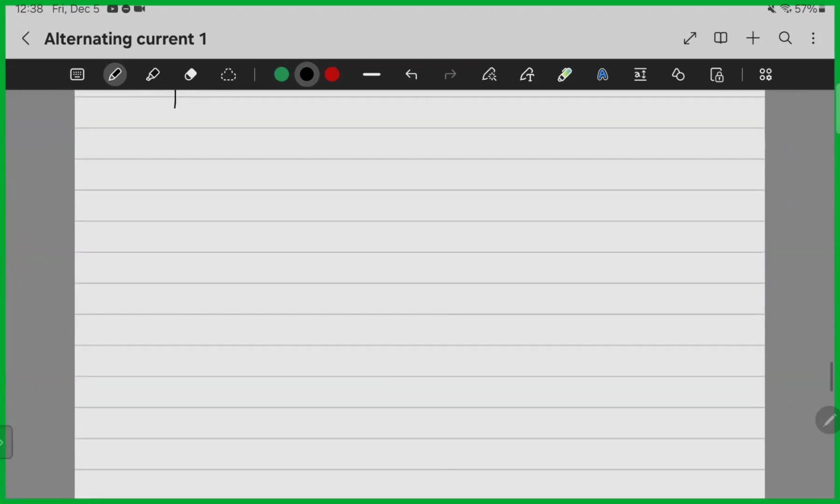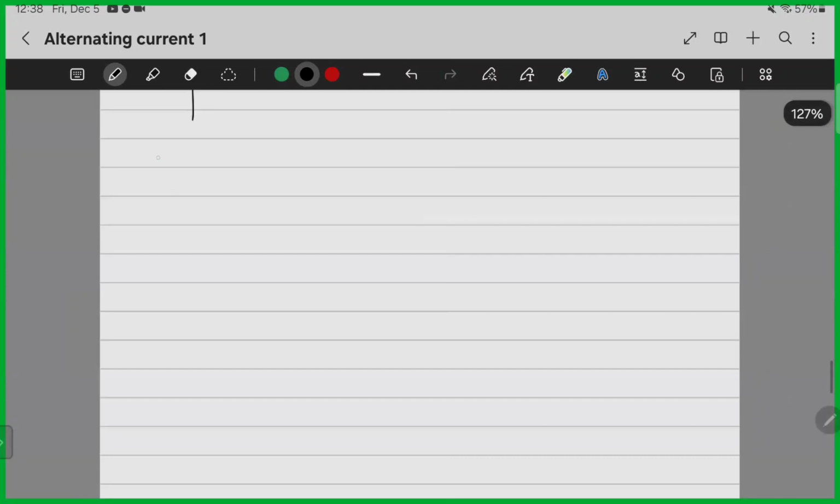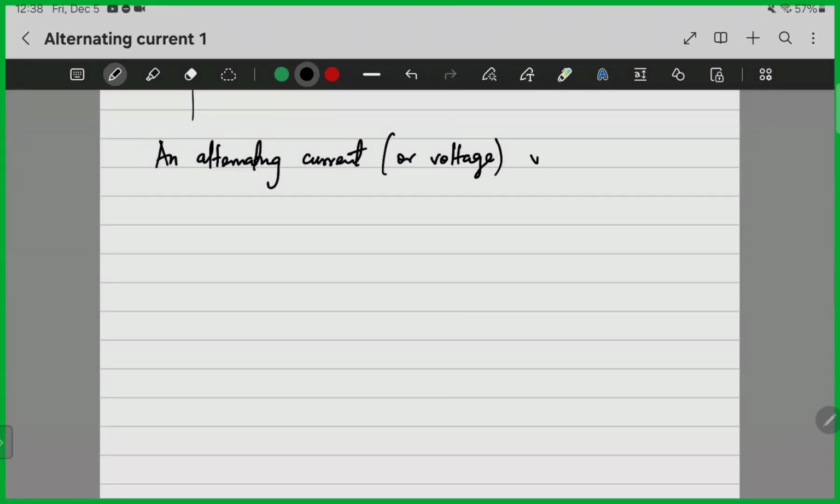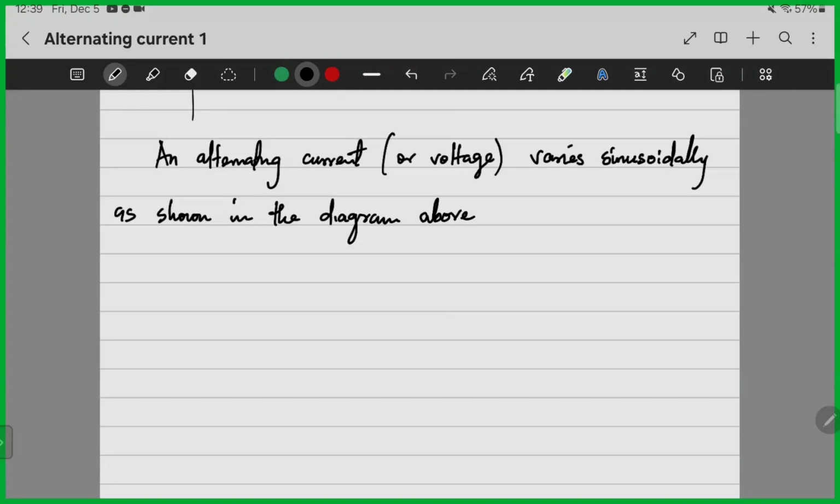So I can state that an alternating current or voltage varies sinusoidally as shown in the diagram above. It is a sine waveform.